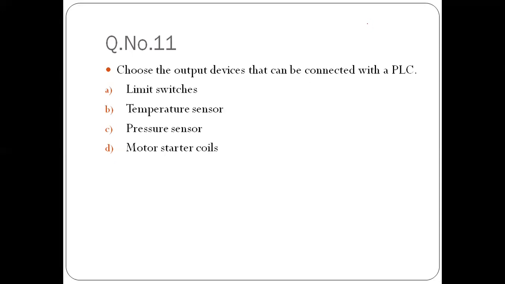Choose the output devices that can be connected with the PLC. So limit switch is an input device, temperature sensor is an input device, pressure sensor is an input device, motor starter coils is the output device. So that is the correct answer.